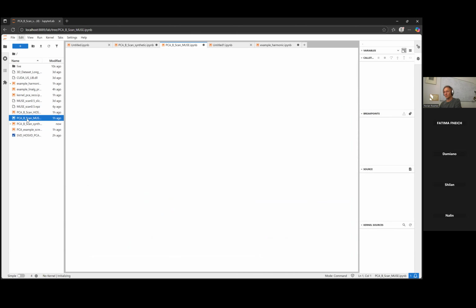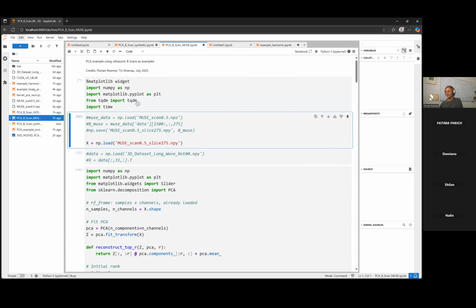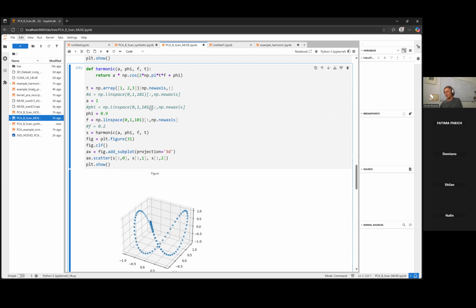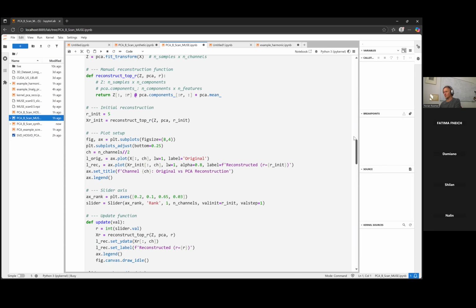I did the same thing with a measured B scan, and I want to show you that as well. So that should be this plot here. Let's see.